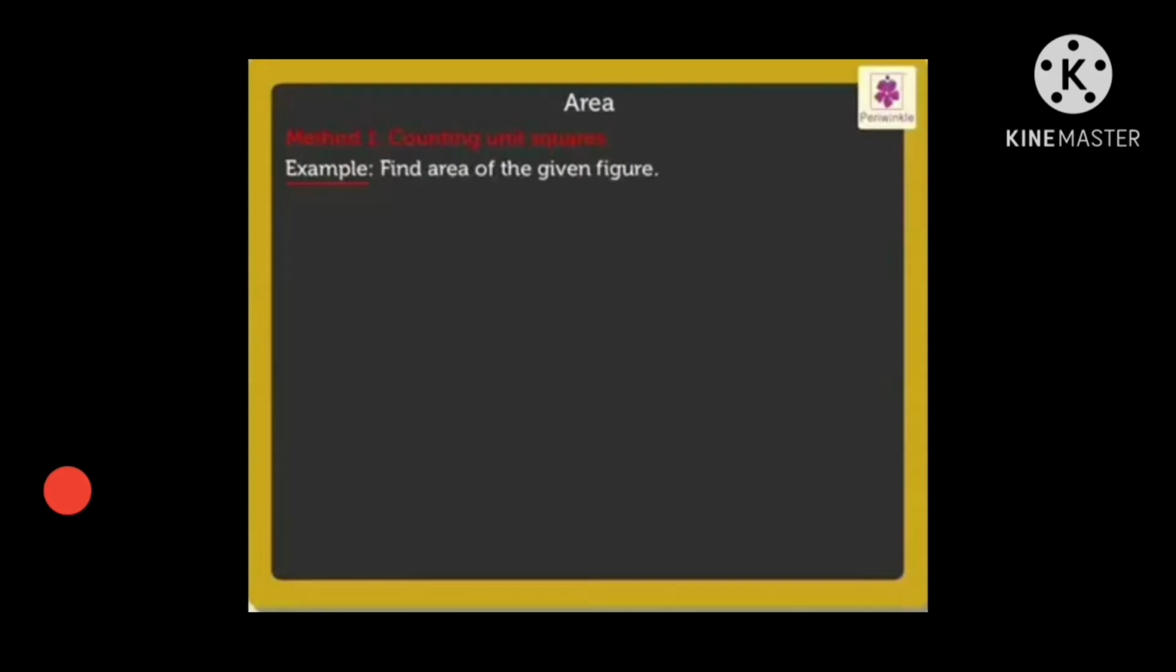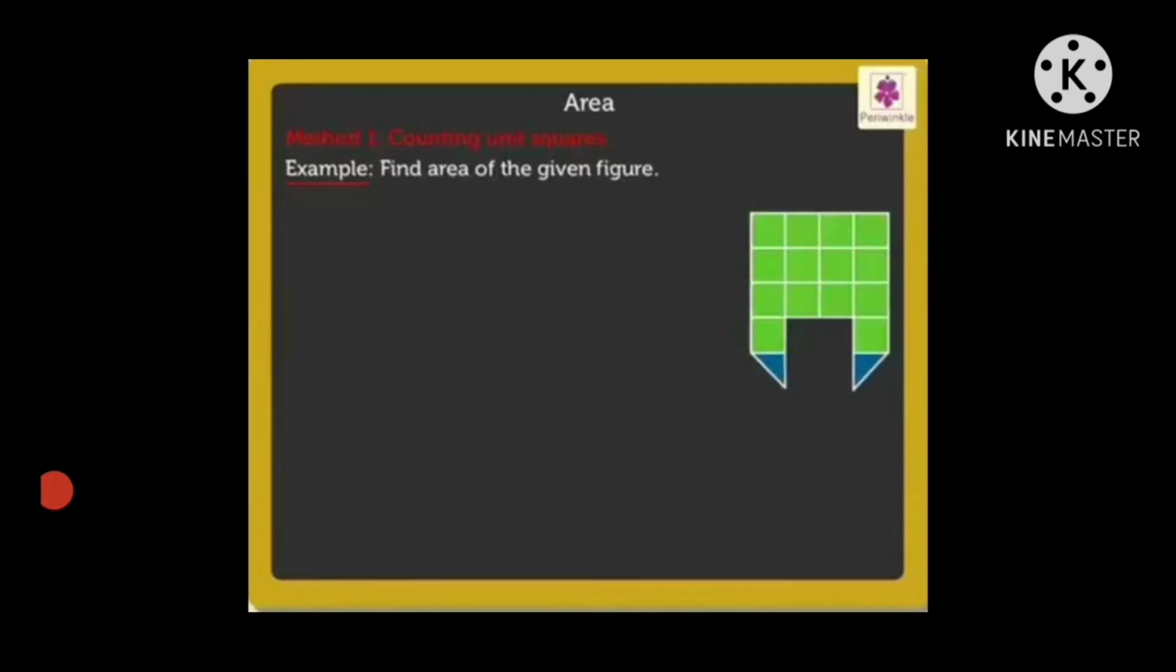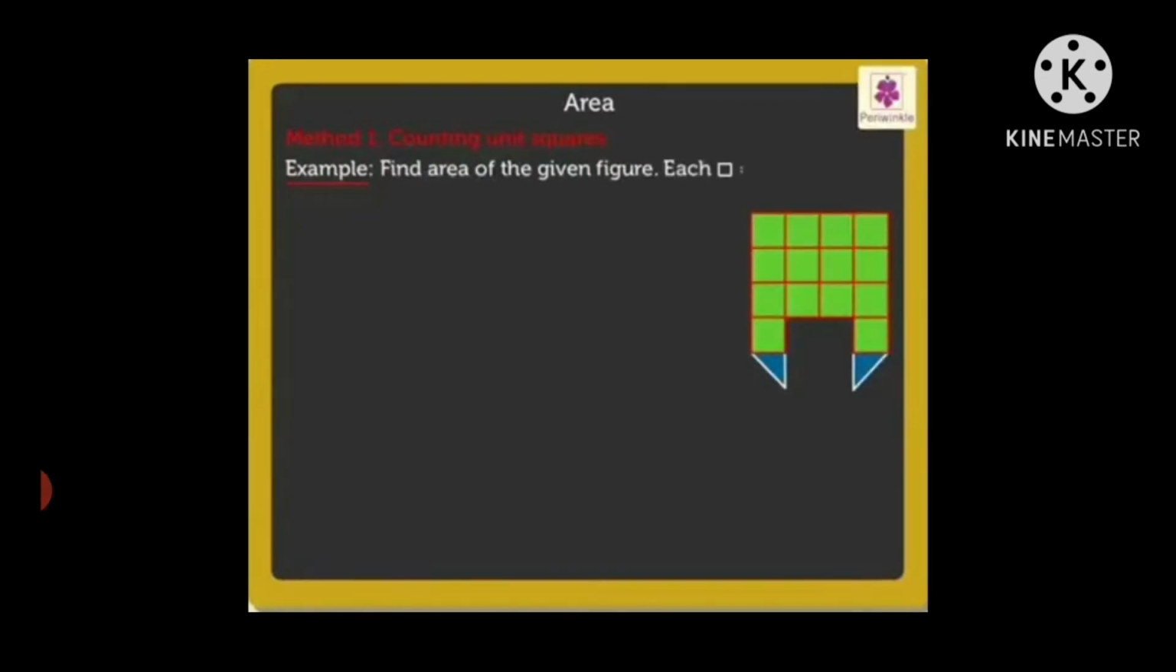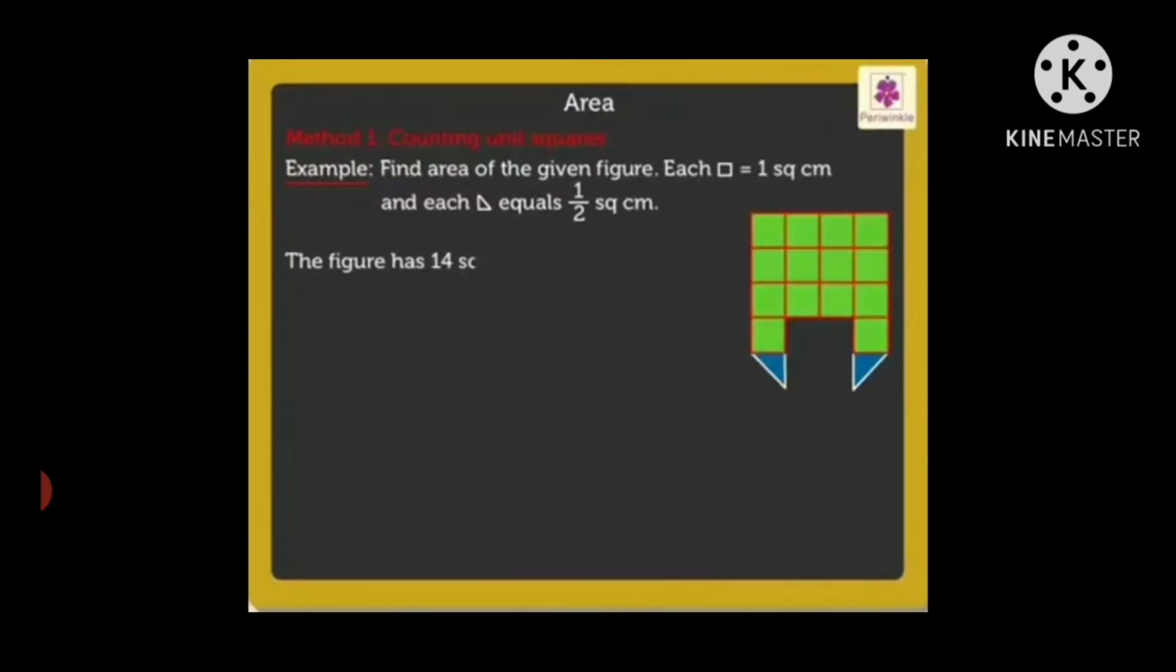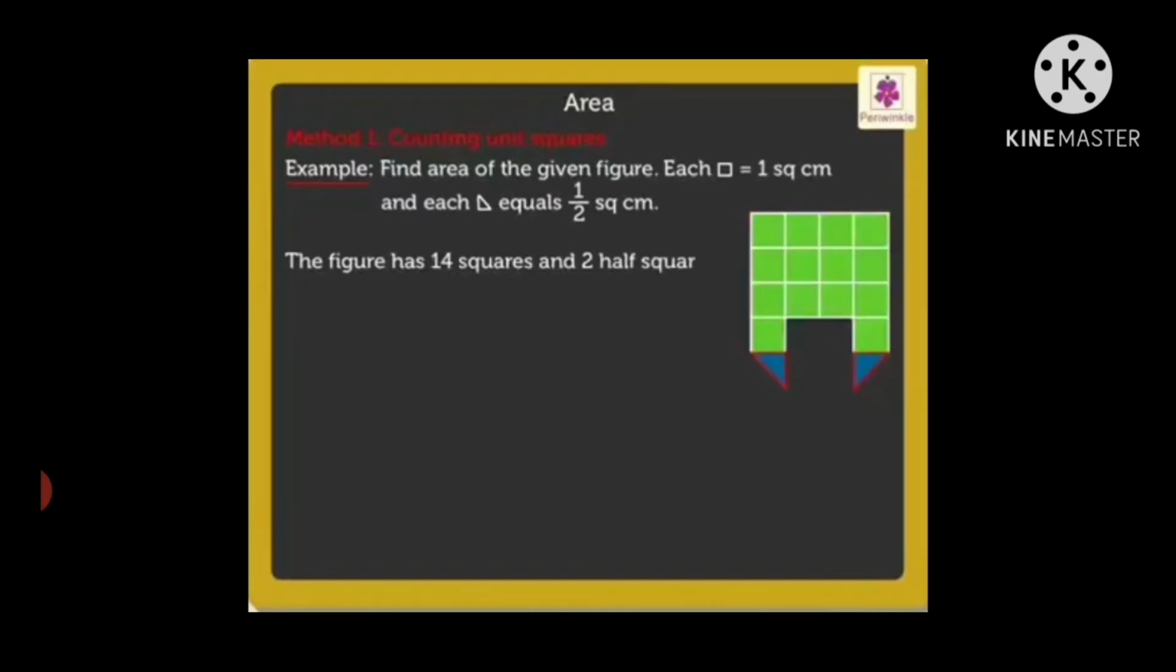Area of the given figure. Look at the figure. Here, each square equals 1 square centimeter and each half square equals half square centimeter. Thus, on counting, we get that the given figure has 14 squares and 2 half squares. Therefore, the area of this given figure is equal to 14 plus 1, which is 15 square centimeters.